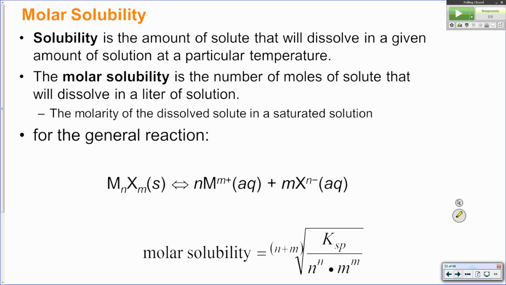The solubility of something is defined as how much of the solute dissolves in a given amount of solution at a particular temperature. Whatever that temperature is, we typically set it at 25, but we talked about solubility rules earlier. As temperature goes up, typically solubility goes up. And if temperature goes down, the solubility of things goes down.